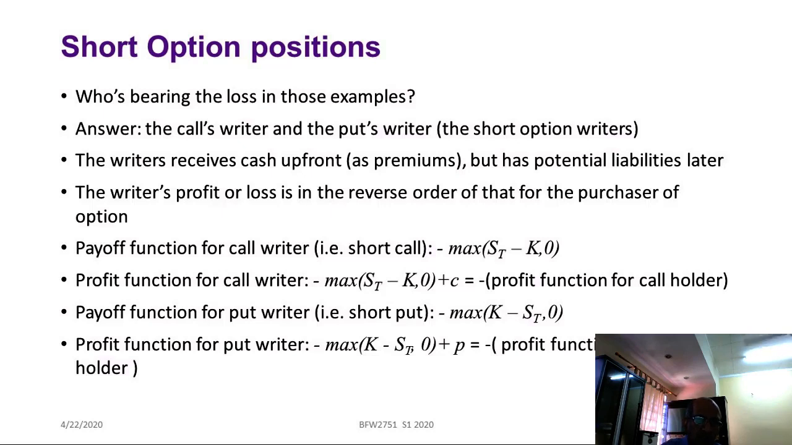So who is bearing the losses of those examples which we saw so far? Answer: the call writer and the put writer in the short position are the ones who make the payments of the profits which you made as a long position. So is that logical? If you think that short option positions or writers will always be at a loss, why do they sell options? Well, you see, option writers have limited upside profit, that is the premium, and unlimited downside loss.